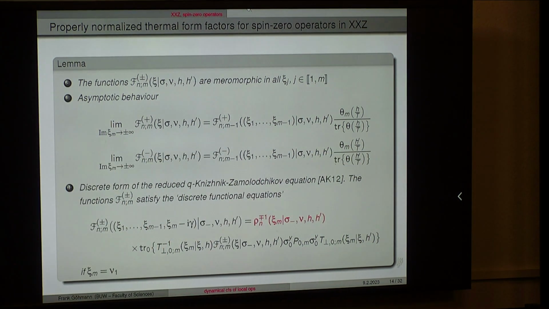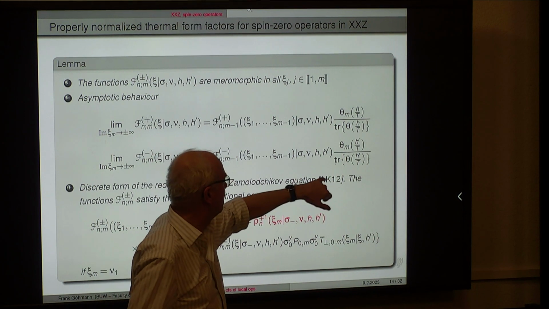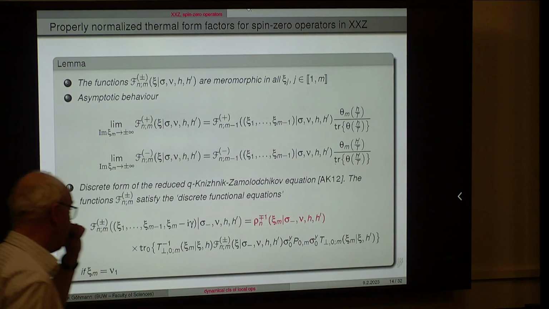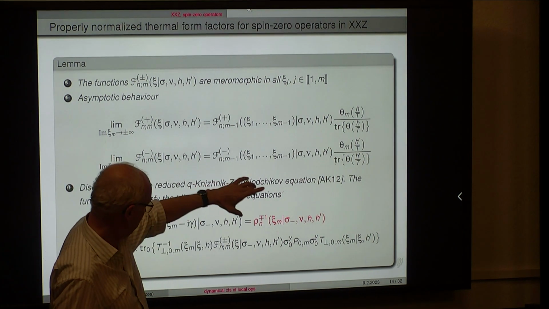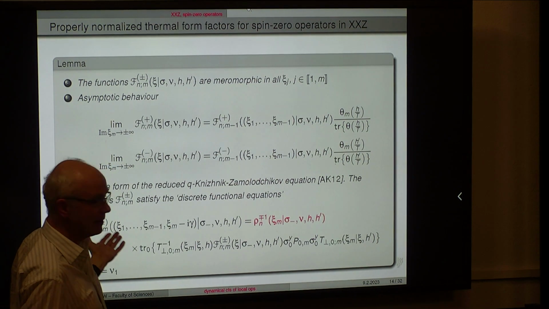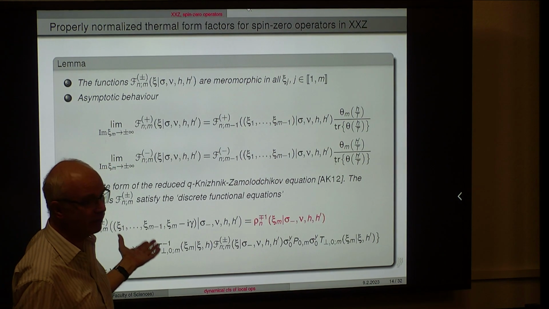And then there is the major equation, which is a variant of the reduced Knizhnik-Zamolodchikov equation. This is what was used in order to obtain the fermionic basis. And this discrete version was introduced by Ritter Aufgebauer and Andreas Klümper. The only change here is that now it's for excited states, so somewhere must be the information for the excited state.